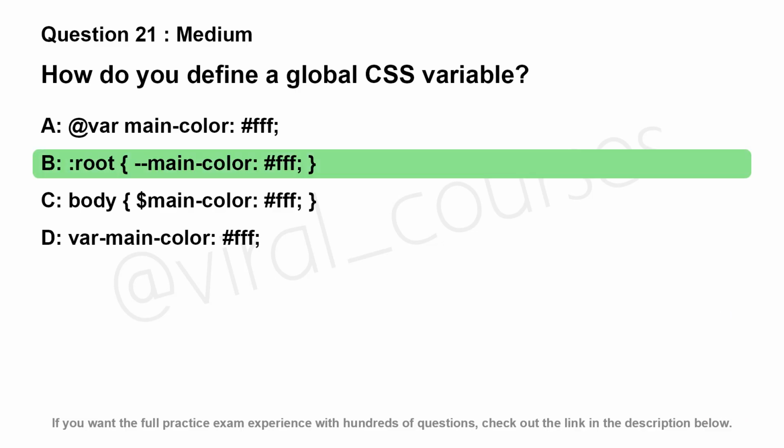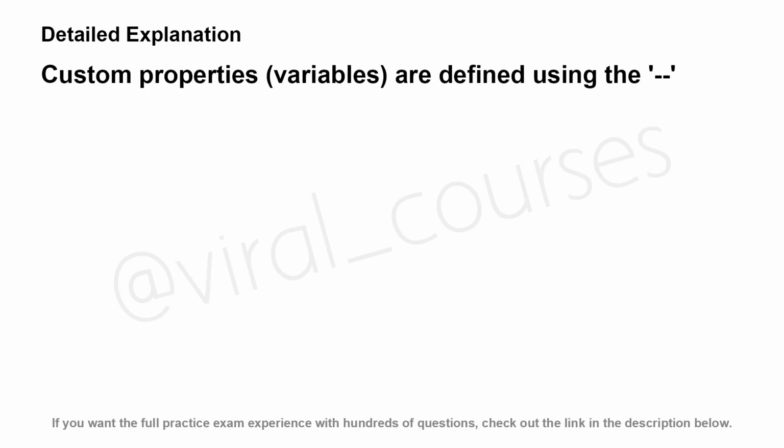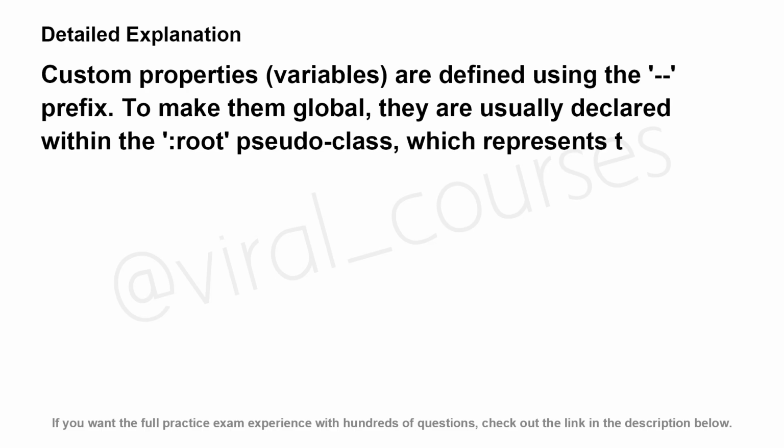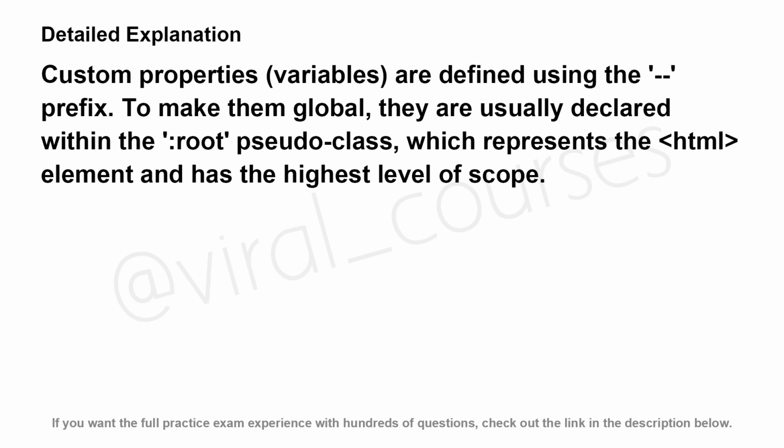The correct answer is B. Custom properties, variables, are defined using the -- prefix. To make them global, they are usually declared within the :root pseudo-class, which represents the <html> element and has the highest level of scope.